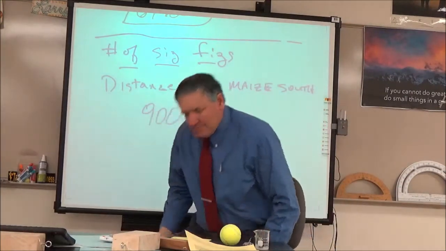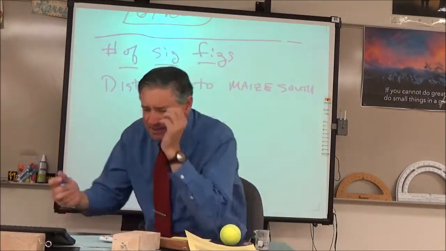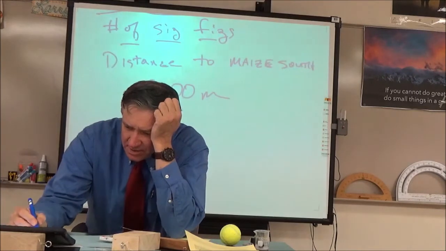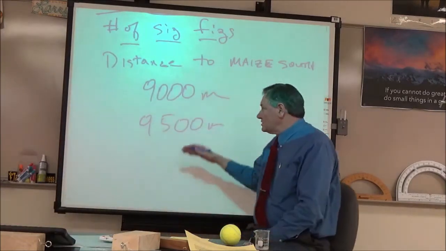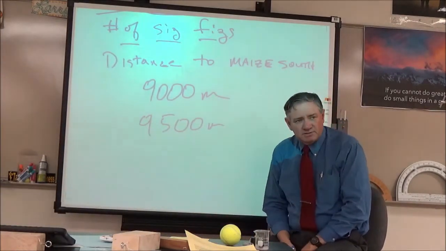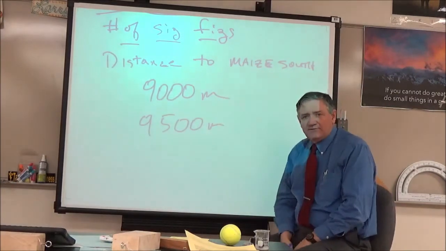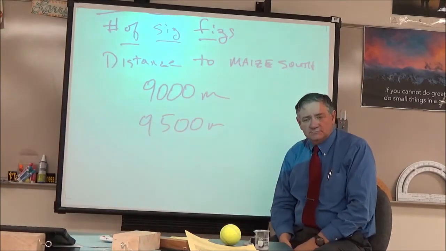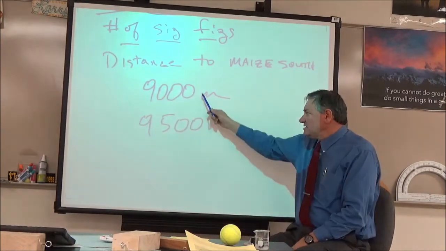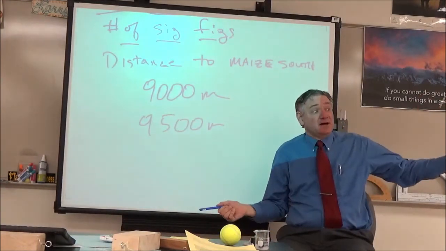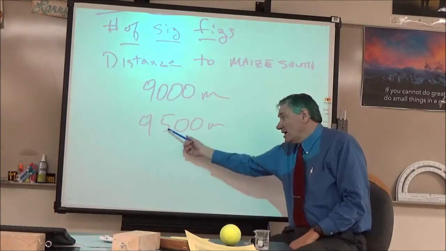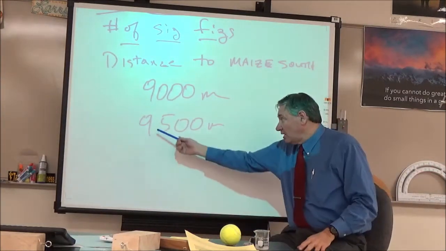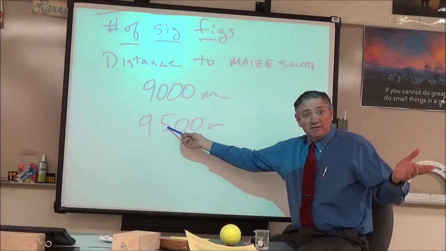But if I contrast that and I say, what's the distance to May South? And I say it's 9,500 meters, okay? Now, which of these two measurements do you think is more precise? The 9,000 or the 9,500? 9,500, right? Because this one is just, hey, it's about 9,000. This one's a little bit more precise because, again, it's the same process. I know the 9, I'm estimating the 5.